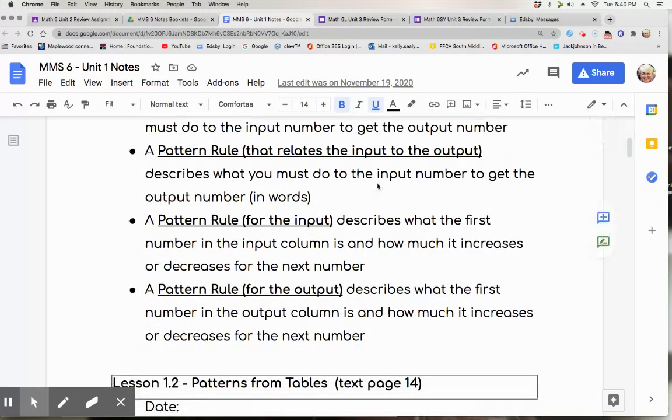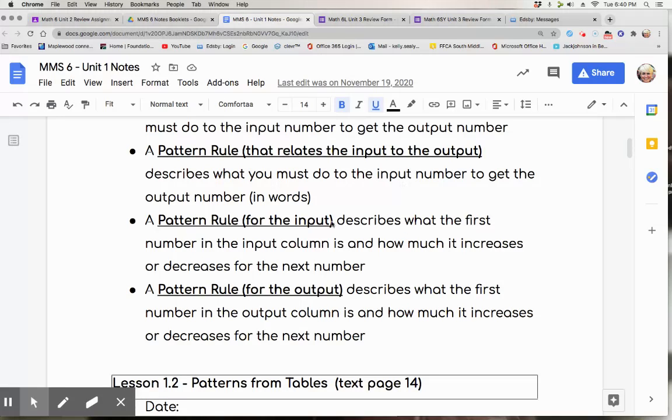The first one, the pattern rule that relates the input to the output, describes what you must do to the input number to get the output number. And it's always in words, and it always has the words "the input" in it.